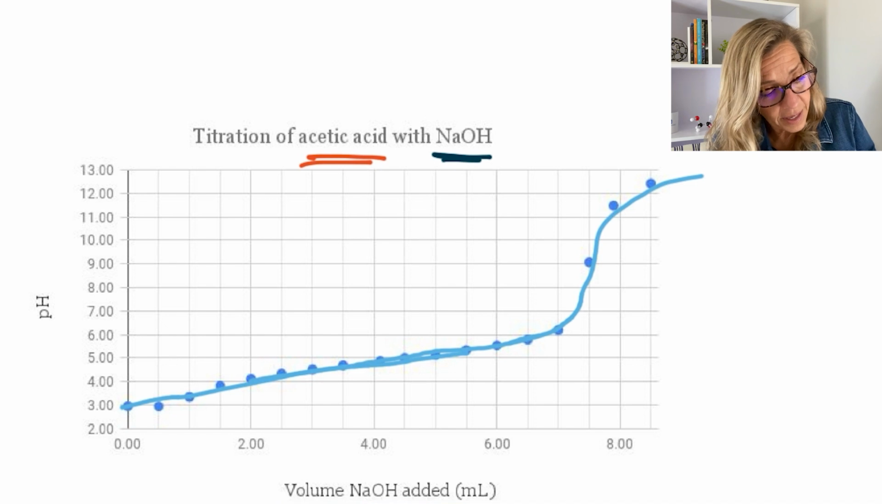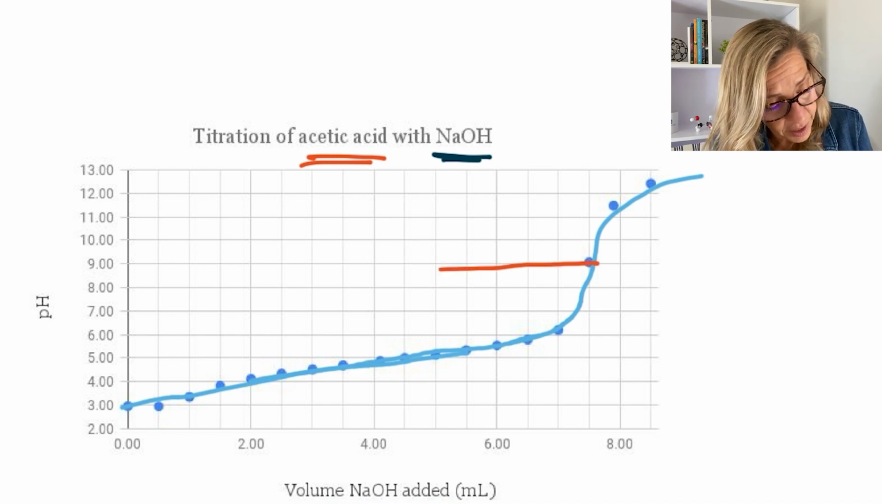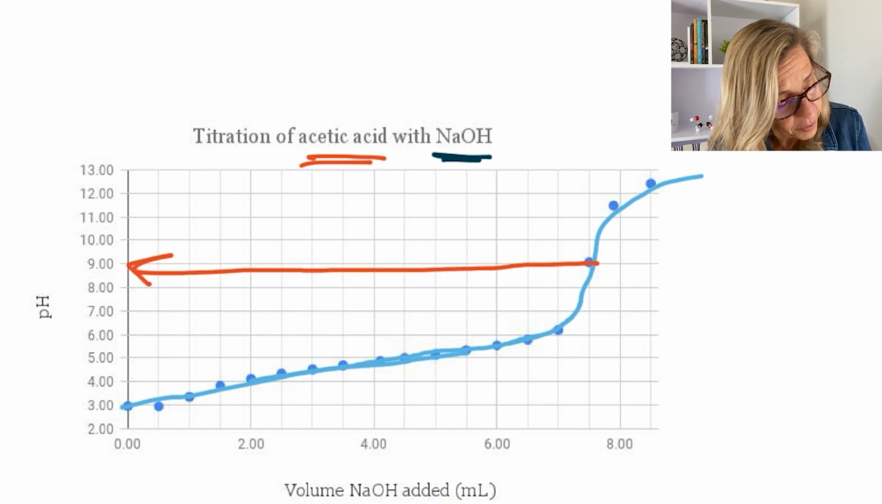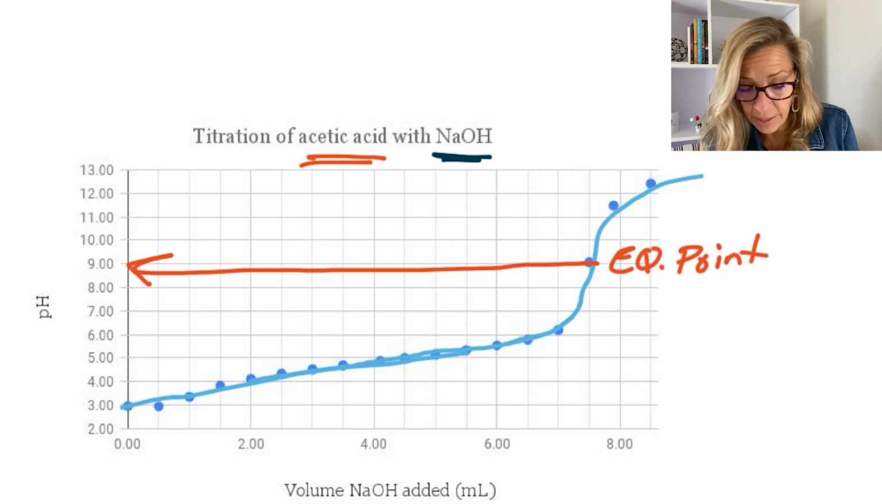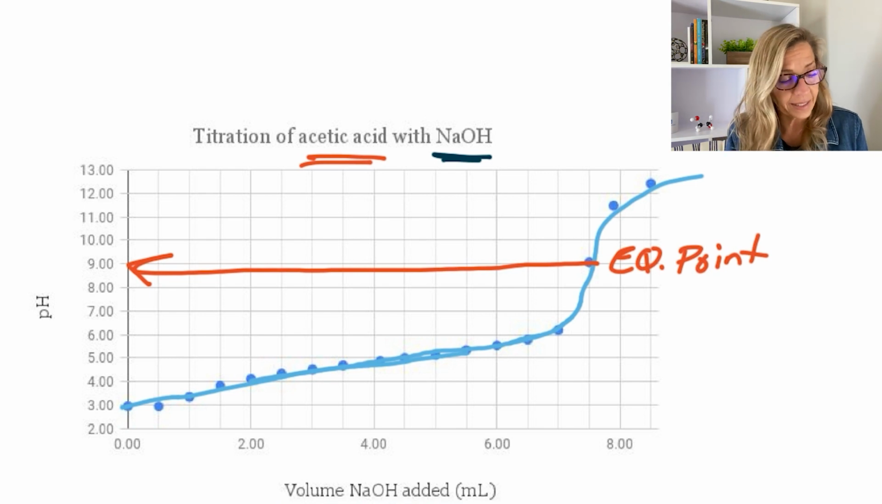Now remember the special point, okay? This point right here is what we call the equivalence point. And what is true here, do you remember? Moles of acid equal moles of base. Notice we're not at a 7 here, we're a little bit higher than that. So this is different, okay?